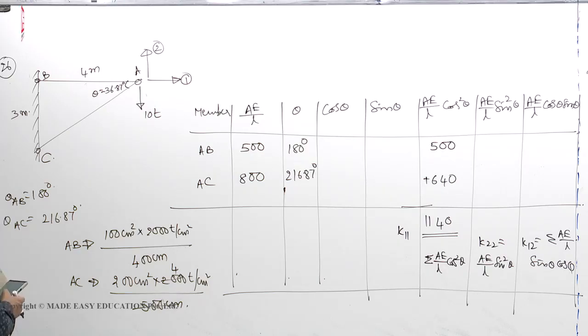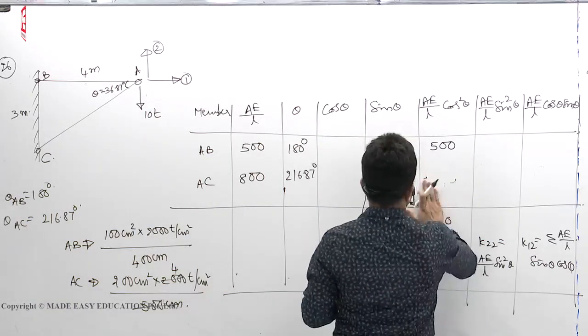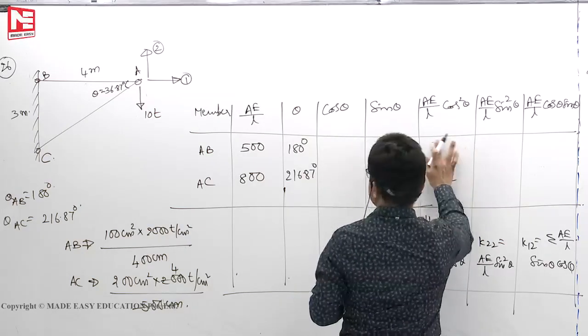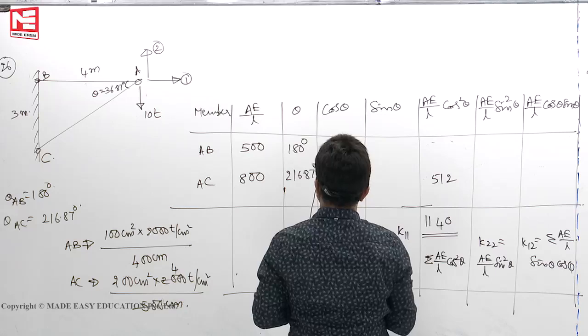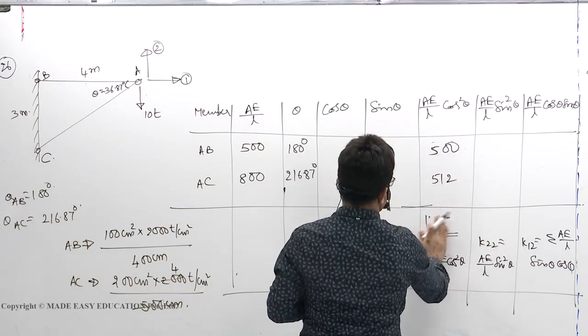Cos square theta, even if you get minus means minus into minus plus. Okay. 0.8 into 0.8, 0.64. 0.64 into 800. This you will get 512. This one 500 itself. So you will get 1012.